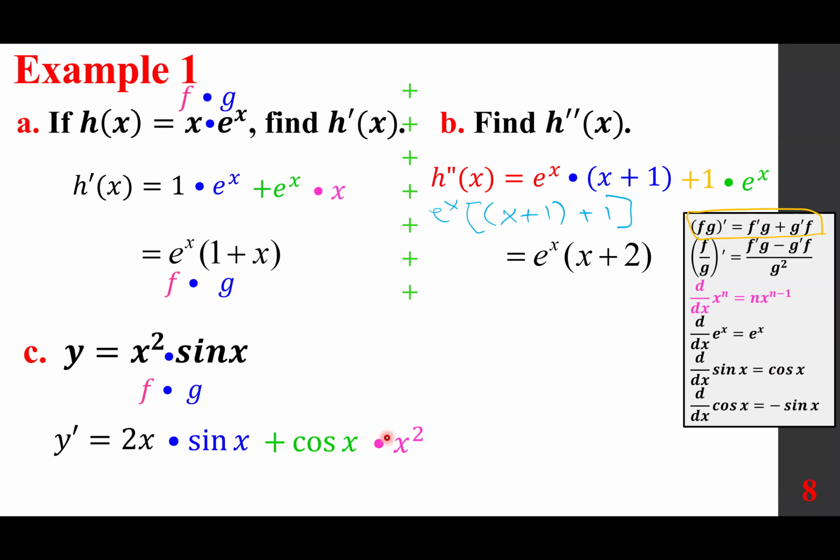Now, it's extremely important to notice this must come and sit in front of cosine x, because sometimes some students may mix up and think this is cosine of x cubed, which is not true. So 2x sine x plus x squared cosine x.